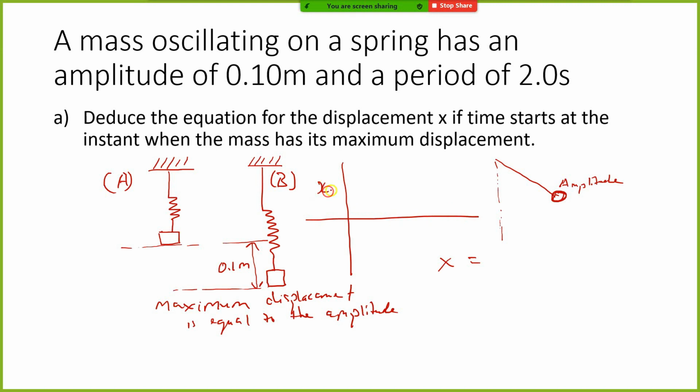So this is X displacement, and this is T. We're starting at the maximum. We're starting here, and we're going down like this, and coming up like this. So that is what is happening here. You're starting at your maximum displacement, which is 0.1 meters. So this is what the graph looks like. Do you remember this now? Yes. What form of equation would we use here?